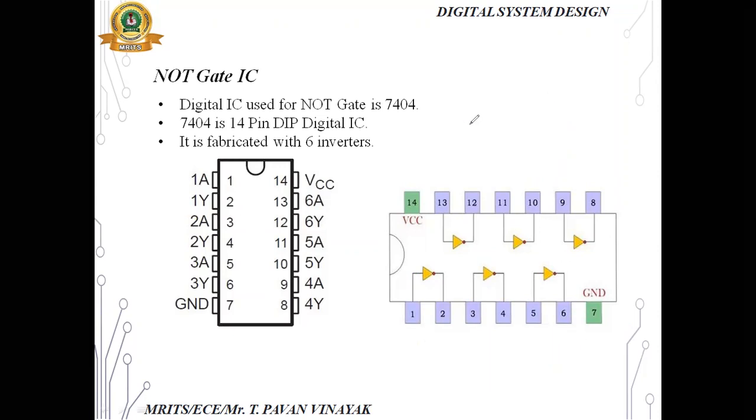Suppose I want X bar plus Y. Here plus is the OR operation, so take an OR gate. Here Y, and X bar. To get X bar, add an inverter. So X, Y, and we get X bar plus Y.